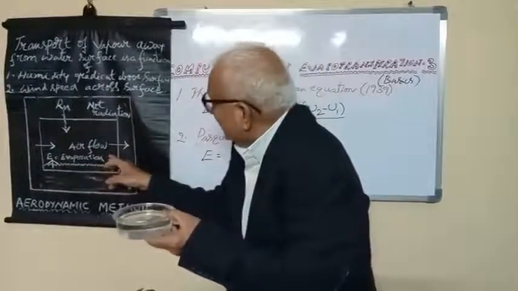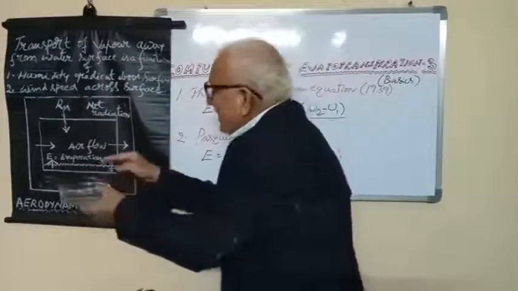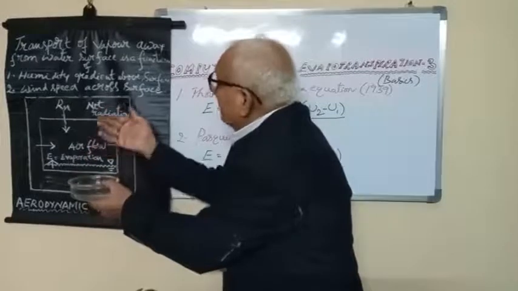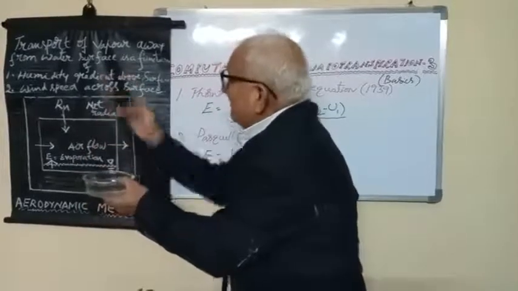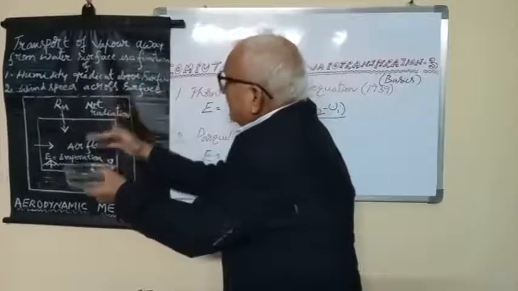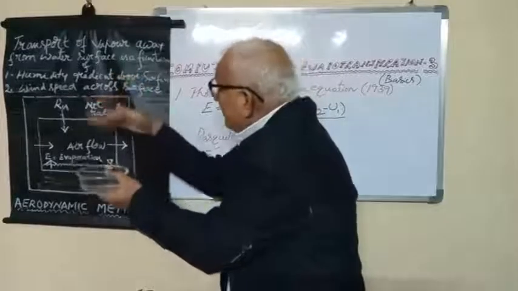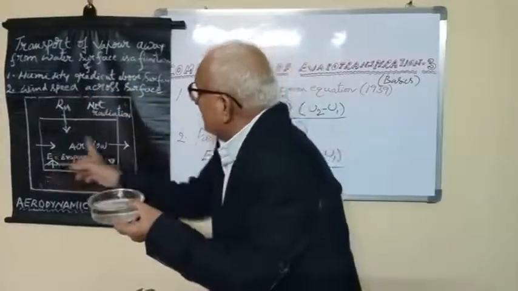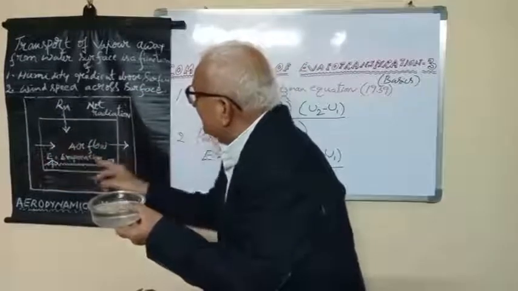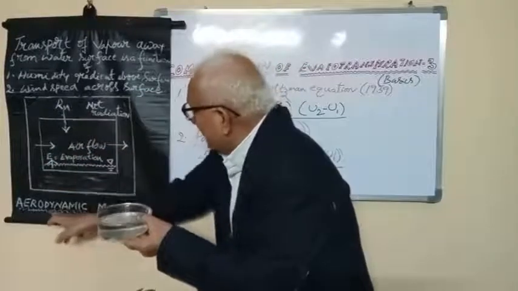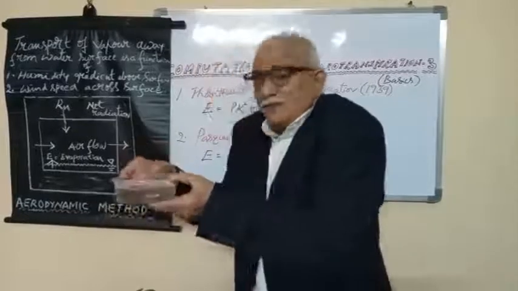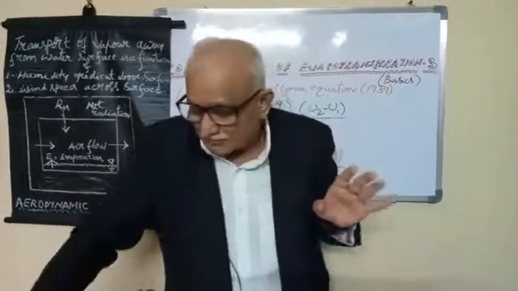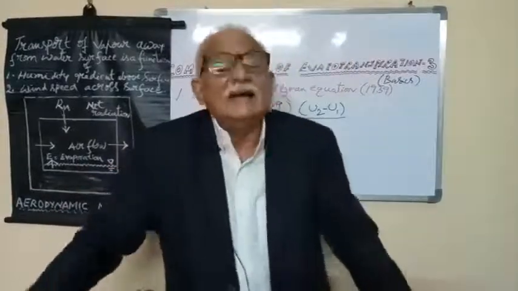So this is evaporation. Evaporation is a function of transport of water vapor away from the water surface, and is a function of humidity gradient and wind speed across it. So net radiation is falling, wind movement is there, whose horizontal motion is there, and evaporation is going on. This is the aerodynamic method. This is the basis for the aerodynamic method that was used by Dalton way back in 1800.